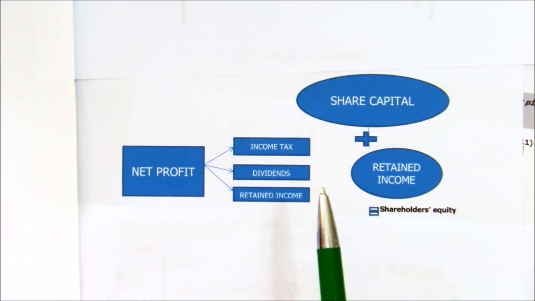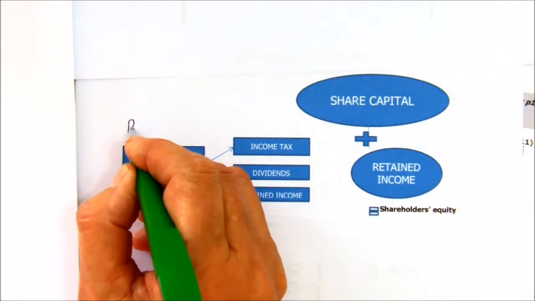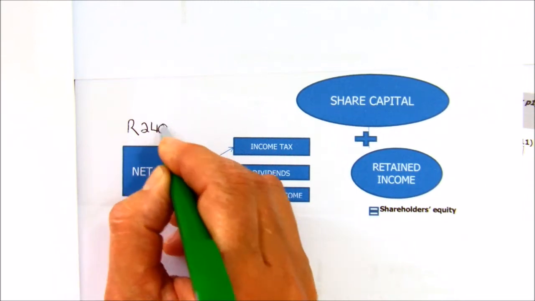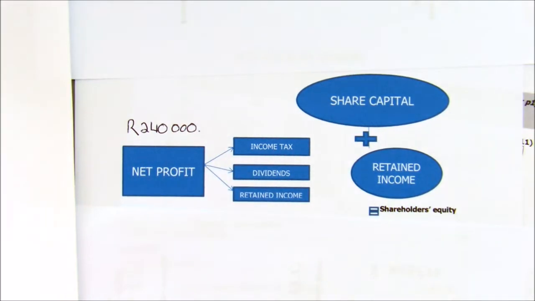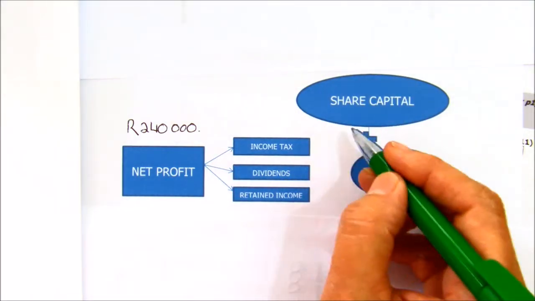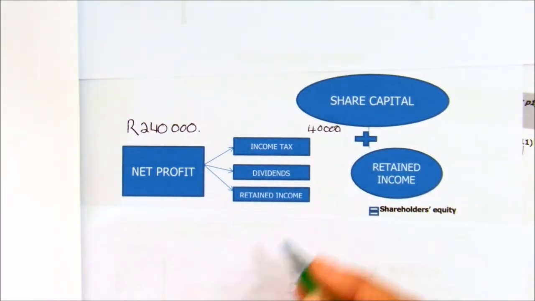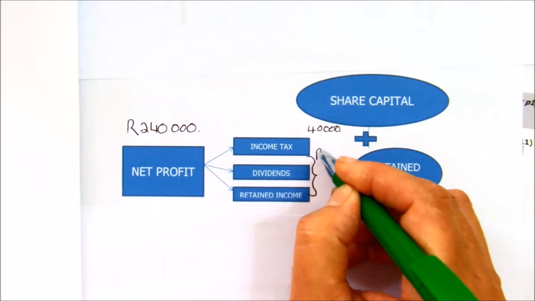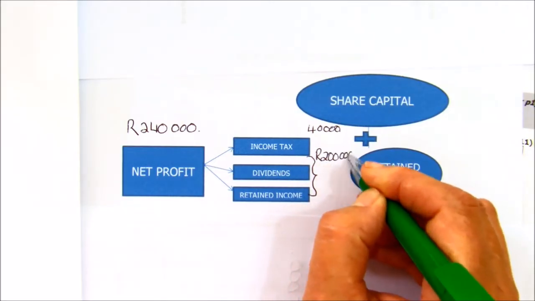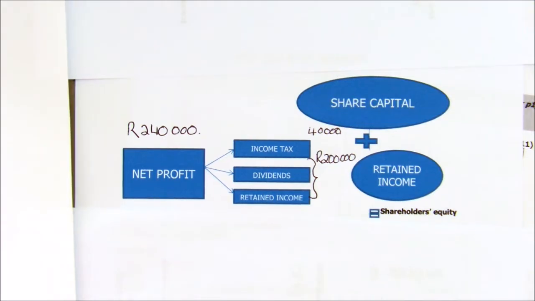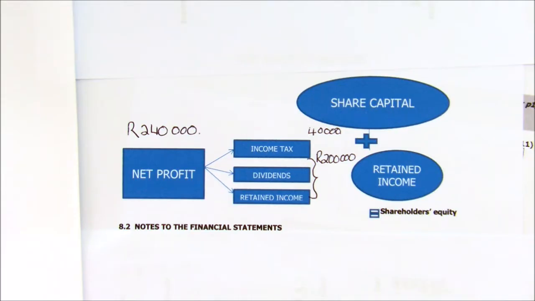So, for example now, let's say that we have got a net profit here of 240,000 Rand. The first thing out of that is, let's say that we pay our income tax, and for argument's sake, let's say it's 40,000. That leaves us here with an amount of 200,000. And that belongs to the shareholders. But they might not pay it all out immediately. Maybe they want to keep capital in the business. So they decide to hold some back, retain. The word retain means to keep back.